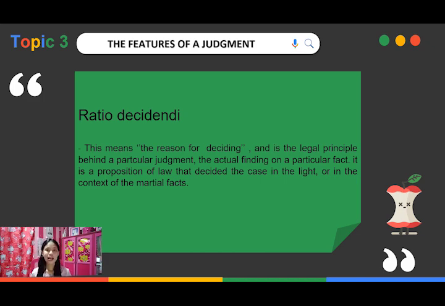It refers to the legal, moral, political, and social principles on which a court's decision rests. It is the rationale for reaching the decision in the case. An example of this is the case of Donoghue v. Stevenson, 1932, which my co-reporters will discuss later on.